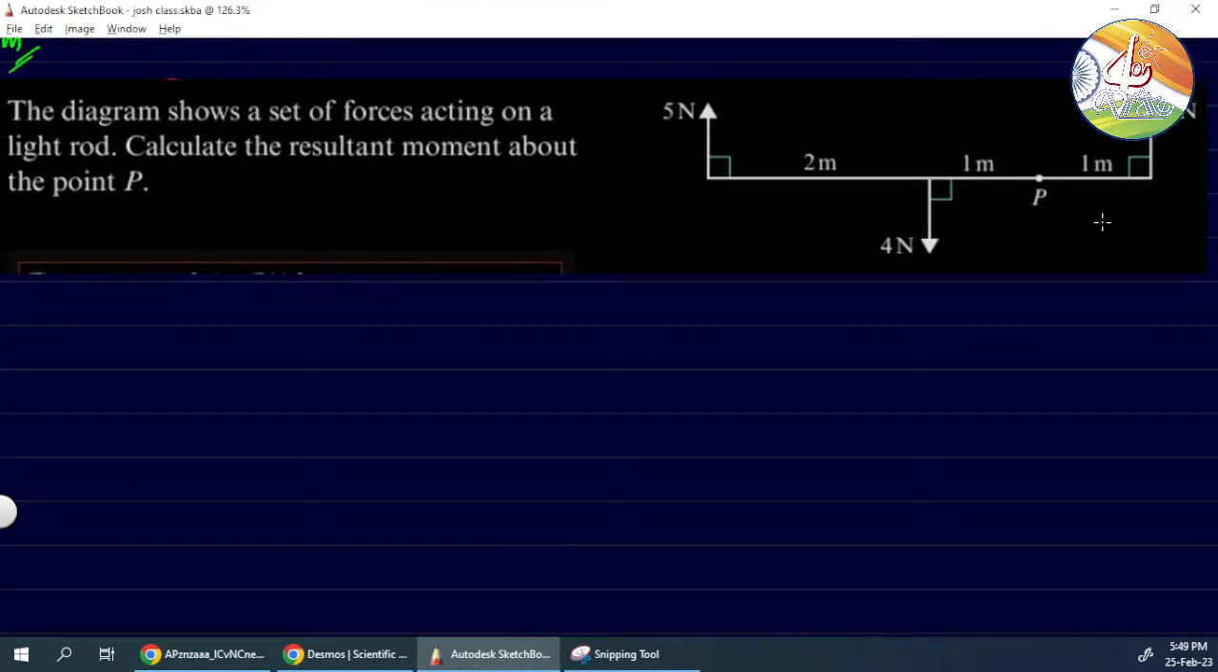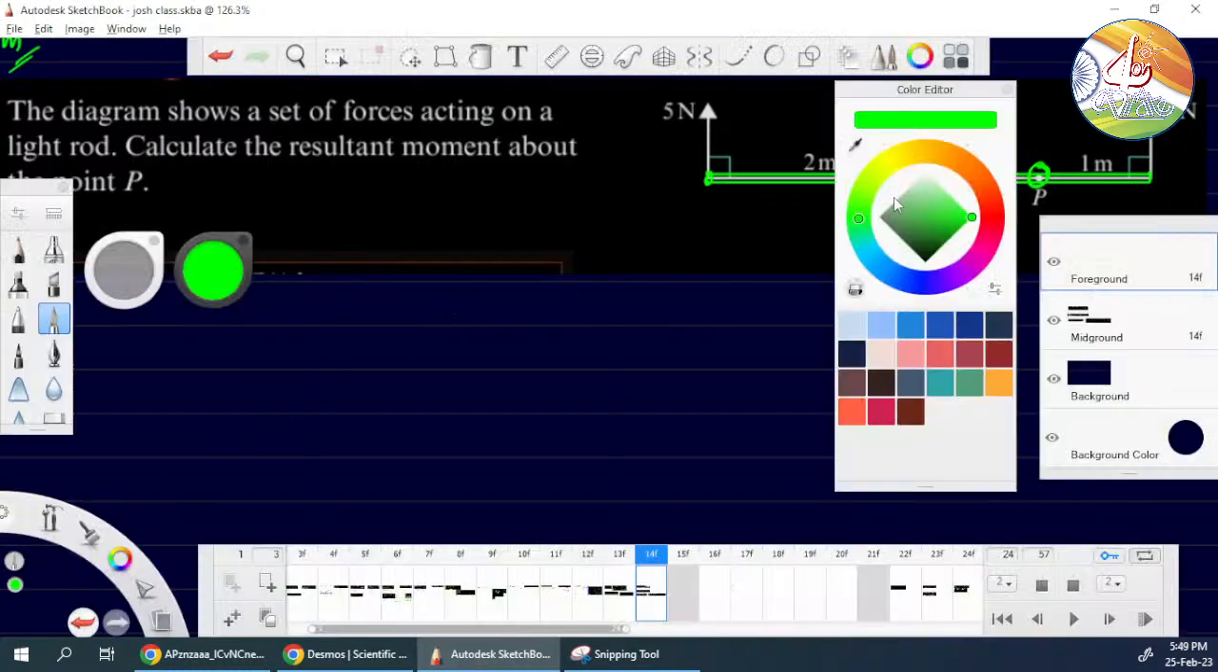So here the diagram shows the forces acting on the light rod. Let us say it is a light rod, and on this rod a number of forces are acting, and we have been asked to find the moment about this point P.